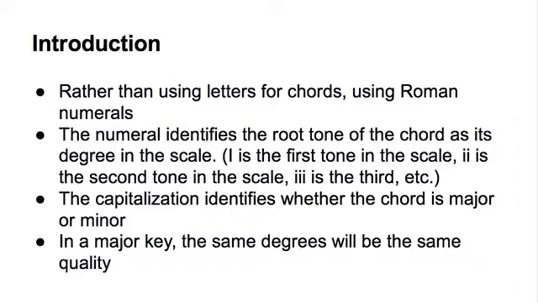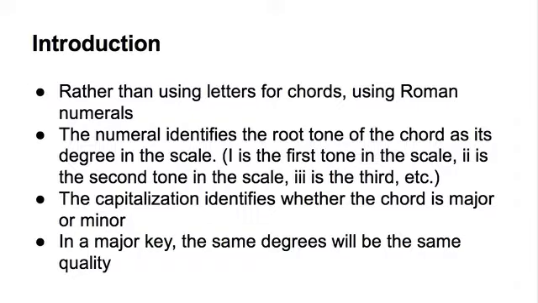So rather than using the letters for the chords, we're going to use Roman numerals. So the Roman numeral identifies the root tone of the chord as the degree of the scale. So the Roman numeral 1 is the root of the scale of the key that it's in, 2 is the second tone in the scale, 3 is the third, etc. The capitalization of the chord identifies whether the chord is major or minor. So if it's capital, then that's a major chord, and if it's lowercase, then that's a minor chord.